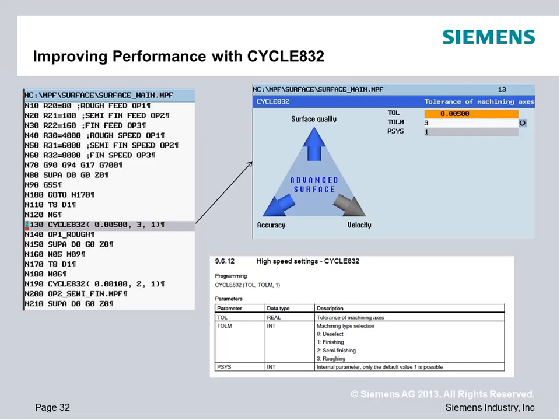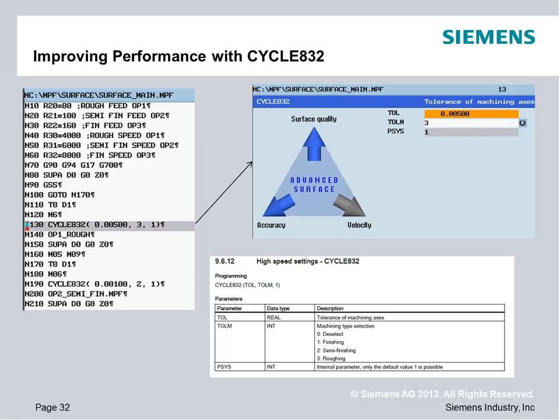Now, when using CYCLE832, our high-speed function, let's take a minute and talk about it. The interface screen is pretty simple. You're defining a tolerance, which is called a chordal tolerance. I'm going to show you what that is in the next slide. And then, through the TOLM field, you're defining really just the technology. Are we roughing, semi-finishing, or finishing? From those two statements, all kinds of back-end things are being done.